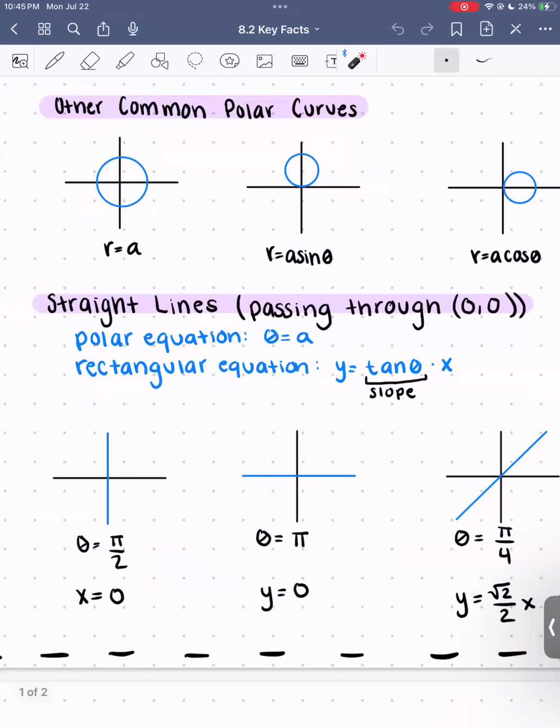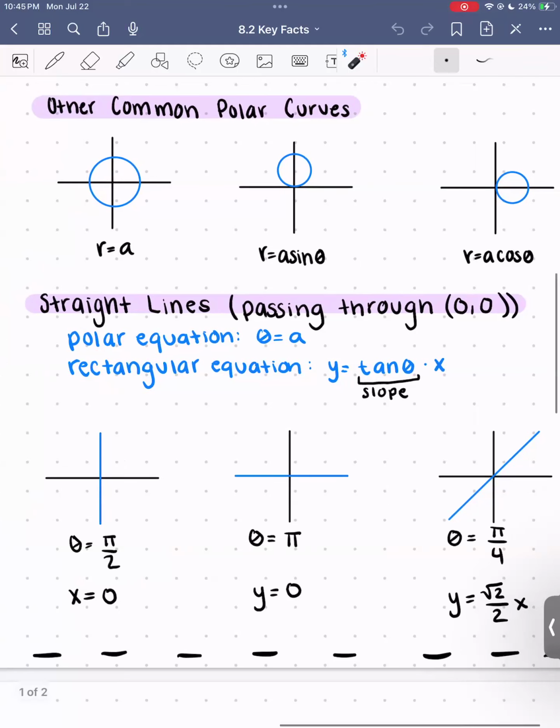So then we have our straight line graphs. These are just any lines passing through 0, 0, our origin. The polar equation for these graphs is just theta is equal to a. And technically they do have a rectangular equation, and that is just y is equal to tangent of that theta, x. Think of it like slope, y equals mx plus b. This would be the slope, and then we have our x. And then plus b is technically 0. There are no vertical shifts in these.